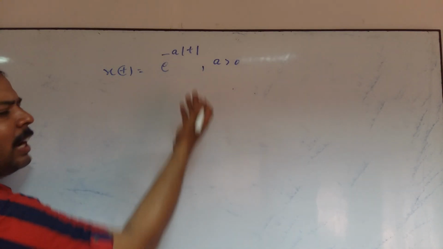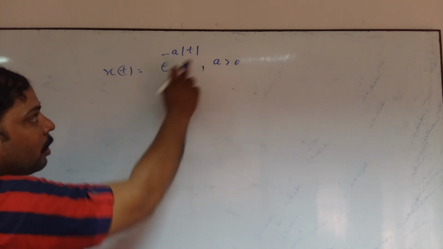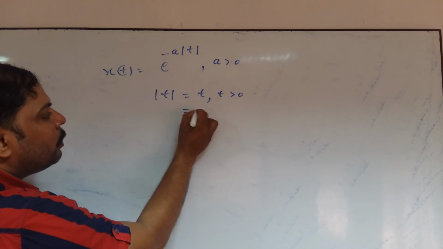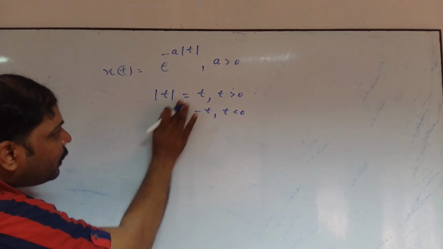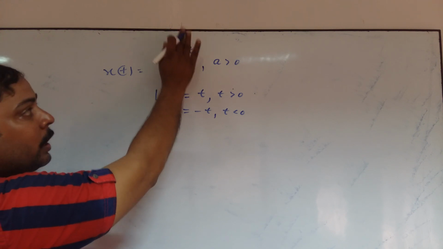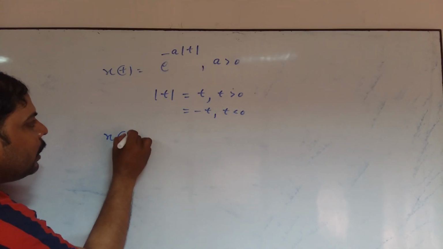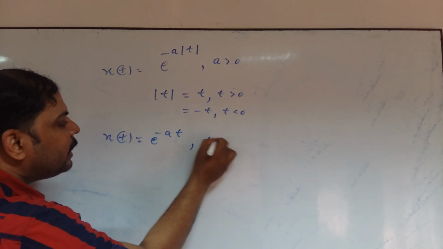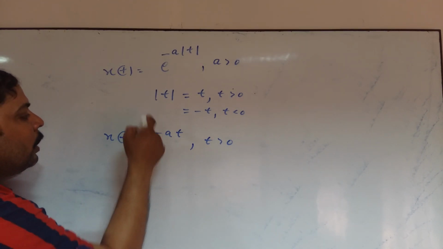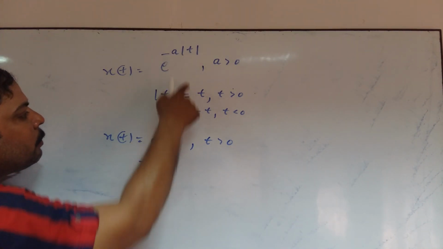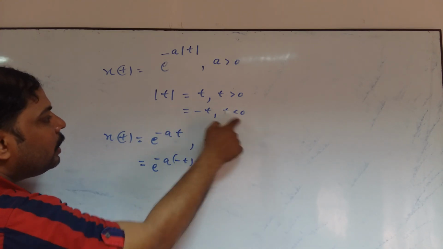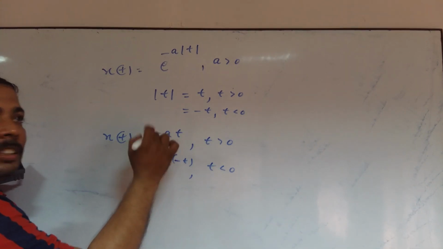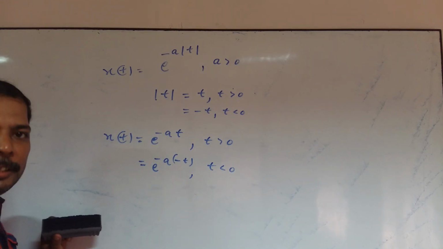Let it be x(t). Any signal I may consider that is a function of time, let it be x(t). Now how to plot this? Now you know the definition of mod t. Mod t is equal to plus t when t greater than 0, and equal to minus t when t less than 0. Now use the definition of mod t here. So x(t) is equal to e to the minus a mod t, which is e to the minus a t, putting t, when t greater than 0. Again it is equal to e to the power minus a mod t, which is e to the minus a times minus t, when t less than 0.